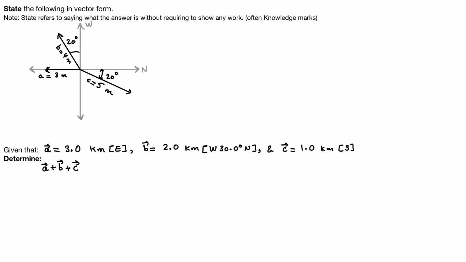Now, in this question, we are asked to state the following in vector form. Note that the command term "state" refers to us stating the answer, or saying what the answer is, without being required to show any work. So we don't actually need to show any work when we do this. So let's do vector A first.